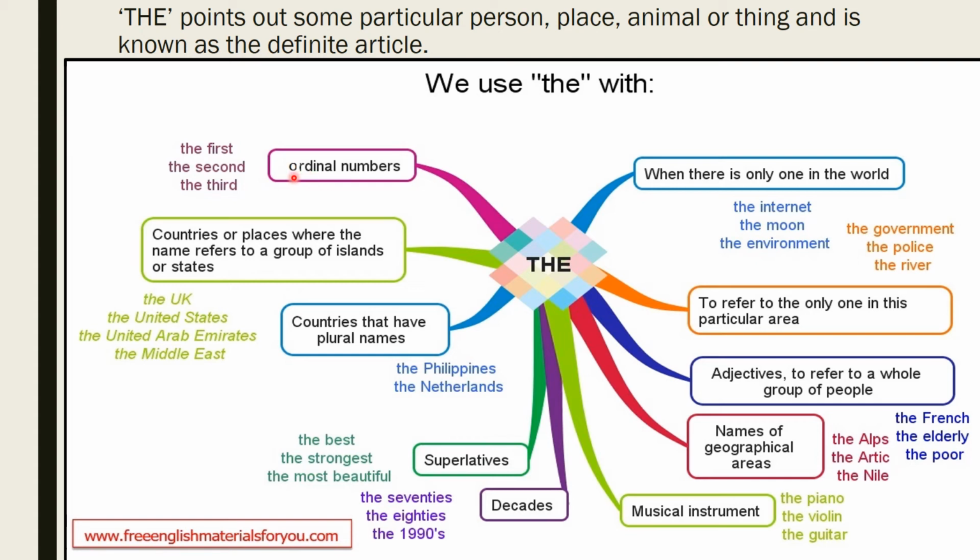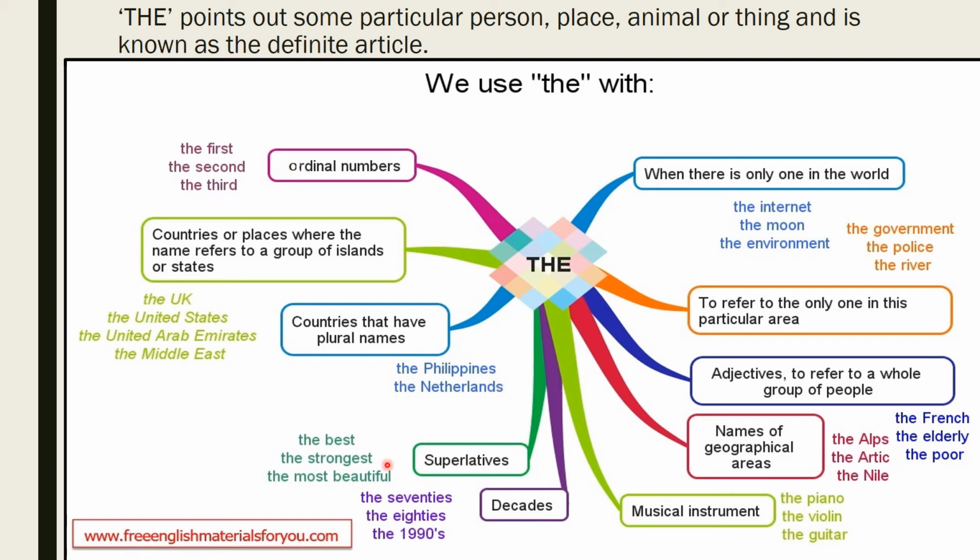Article the is used in front of ordinal numbers like the first, the second; in front of countries or places where the name refers to a group of islands or states: the UK, the United States, the United Arab Emirates. These countries are a combination of different countries altogether. That's why the is used. Countries that have plural names, here Philippines and Netherlands, where the word sounds plural. That's why the is used.